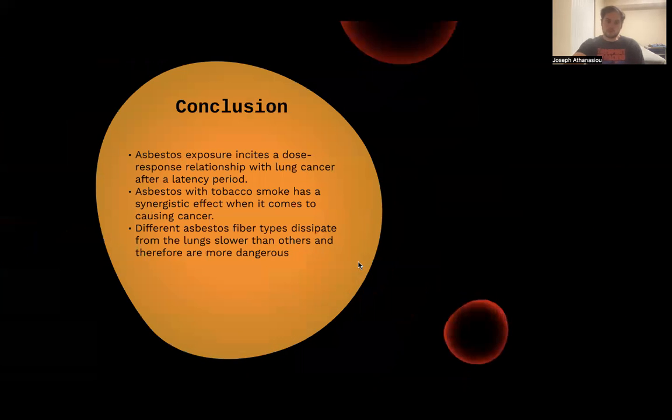Now, in conclusion, we learned that asbestos exposure does incite a dose-response relationship with lung cancer after a latency period. Asbestos alongside tobacco smoke has a synergistic effect when it comes to causing cancer. And the data shows that different asbestos fiber types dissipate from the lungs slower than others and are therefore more dangerous, because they stick around and are given a longer opportunity to cause lung cancer in individuals.